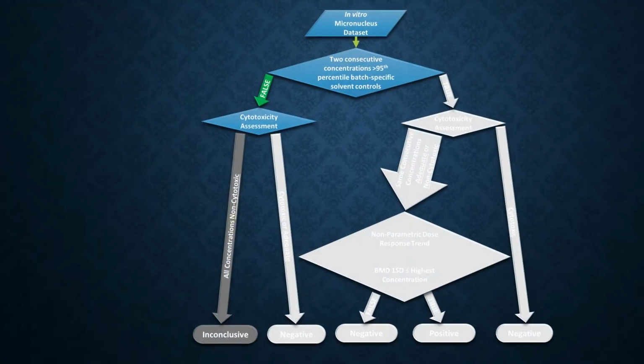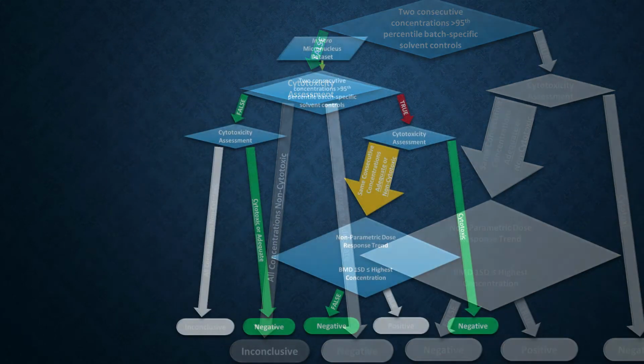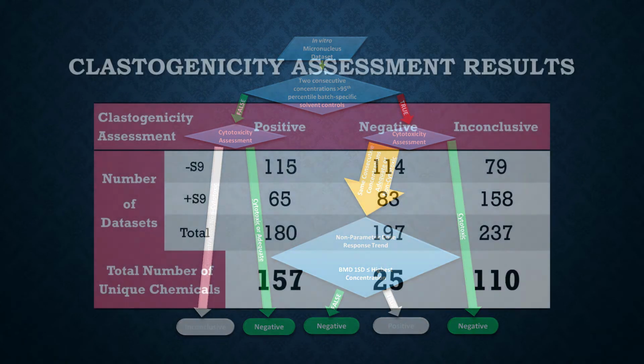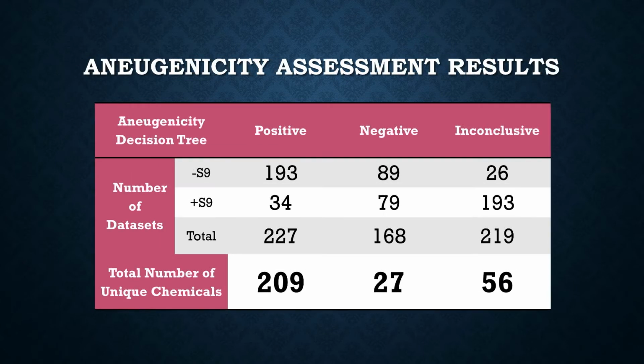An inconclusive decision is made when the first 2 conditions are false. The rest are considered negative. Applying this approach, we identified 157 unique chemicals with positive micronucleus response, 25 negatives, and 110 inconclusive. The same approach was applied to the hypodiploidy data and identified 209 positives, 27 negatives, and 56 inconclusives.